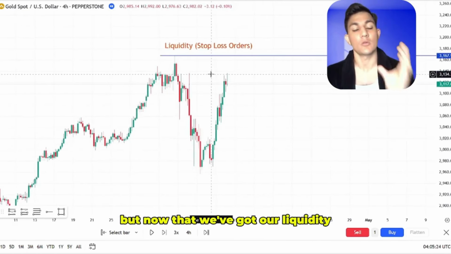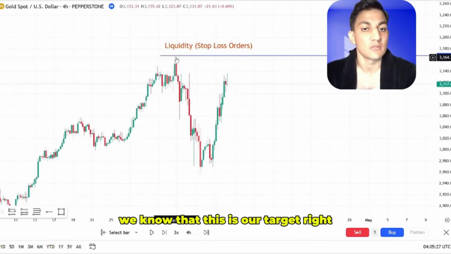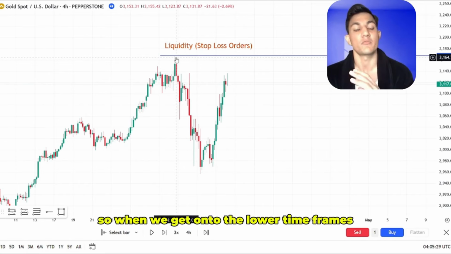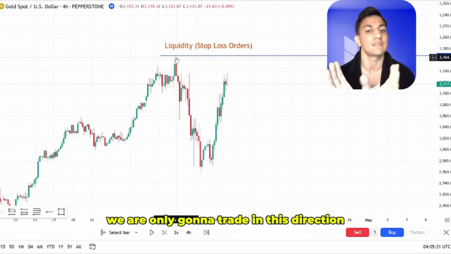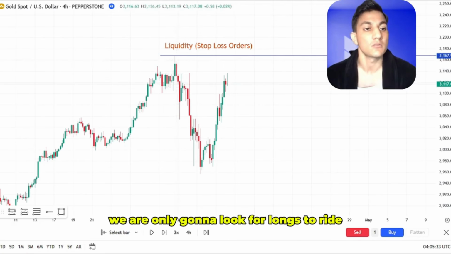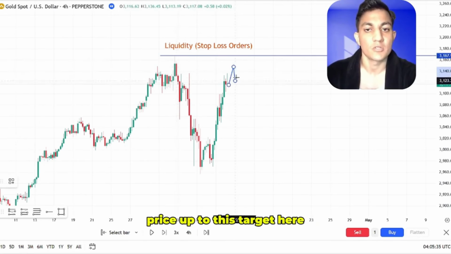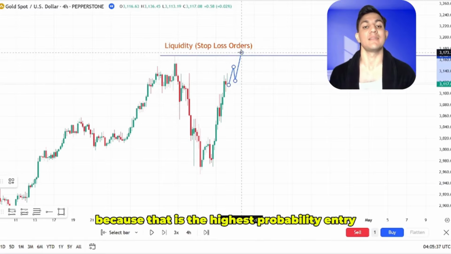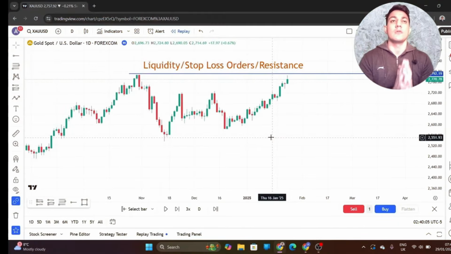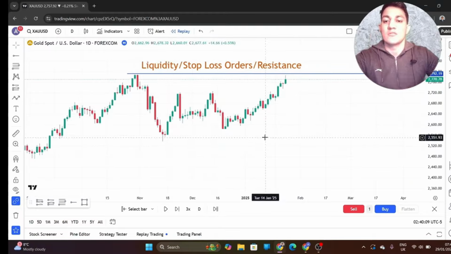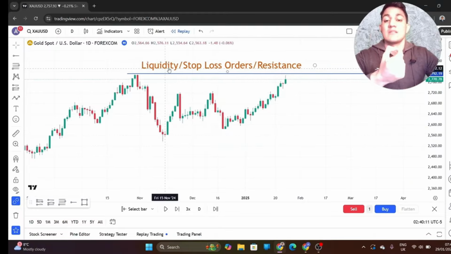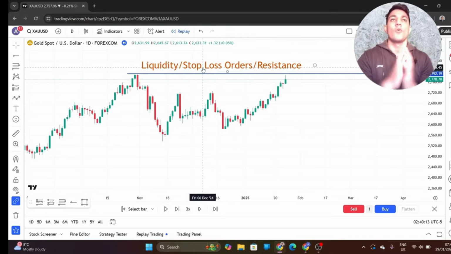But now that we've got our liquidity, we know that this is our target, right? So when we get onto the lower time frames, we are only going to trade in this direction. We are only going to look for longs to ride price up to this target here, because that is the highest probability entry. Now, for those who struggle, there are multiple different terminologies for saying liquidity. So liquidity, the exact same thing, liquidity is stop loss orders, right? That is all that liquidity is.